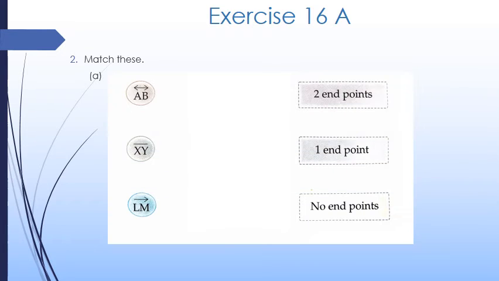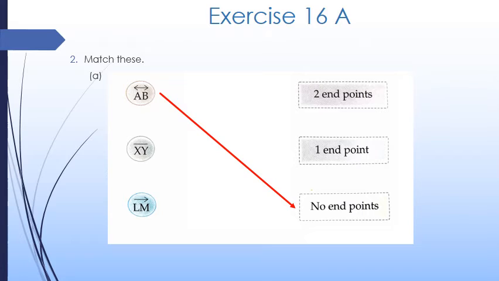So children, now let's come revise the question number 2 of exercise 16a. The question number 2 is match these. So here in the first column you can see the symbols are given and you have to match the symbols with the second column. Okay, so you can see what is the first symbol. Well, the first symbol is the symbol of a straight line, and as we know that straight line has no end points, so we will match it with this, no end point.